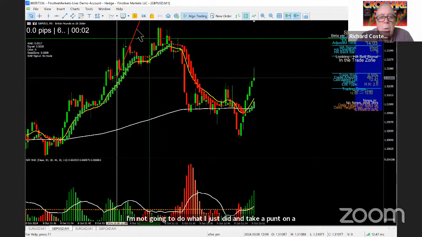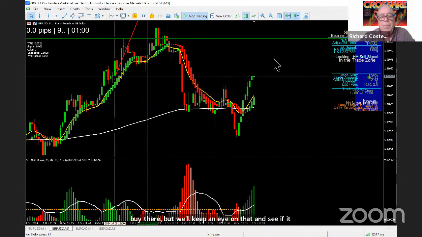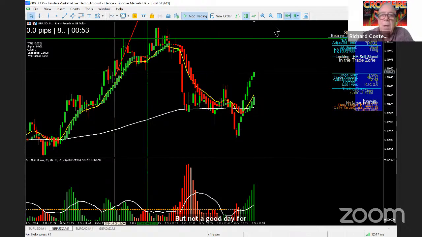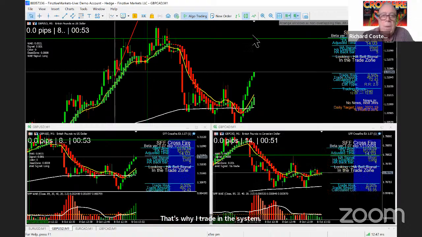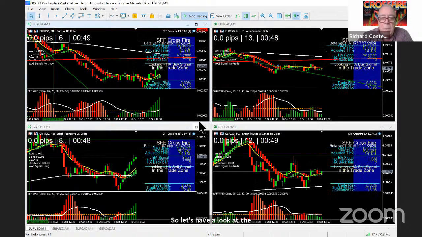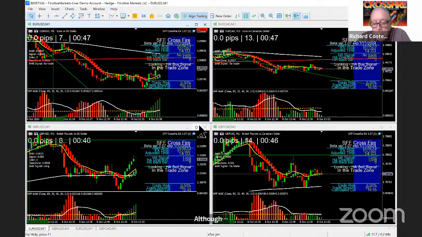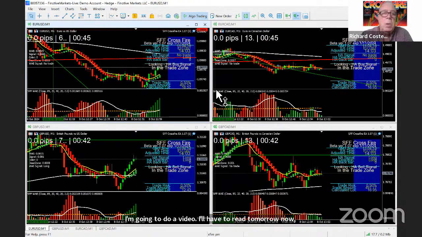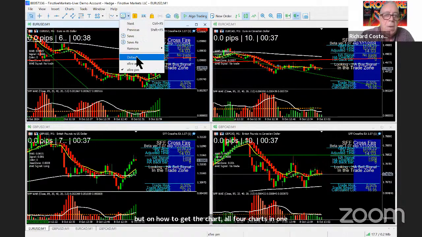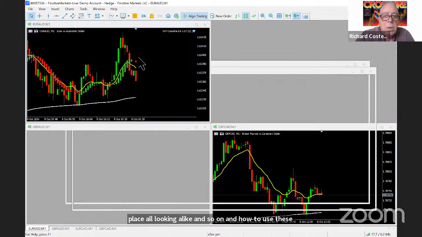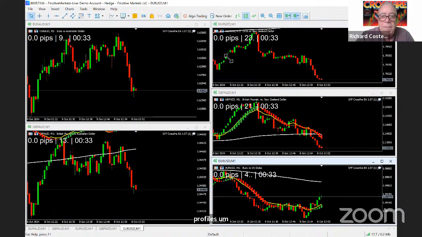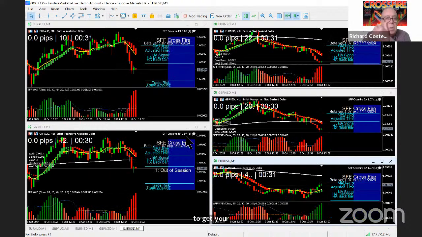But because we're below the red, it's only looking for sells. So it's not a good day for the Crossfire trading assistant. So let's have a look at the other. I'm going to do a video. It'll have to be tomorrow now, but on how to get all 4 charts in one place, all looking alike, and how to use these profiles to get your 5 charts in the morning and 4 charts in the afternoon.